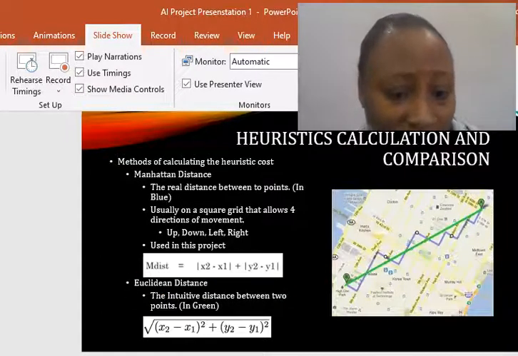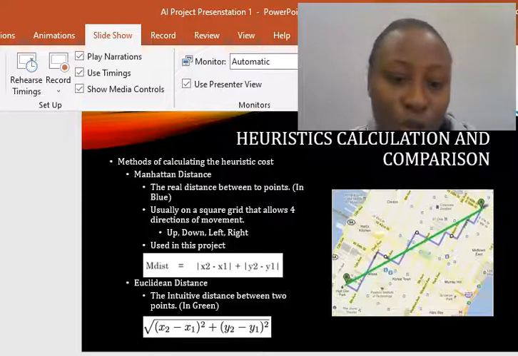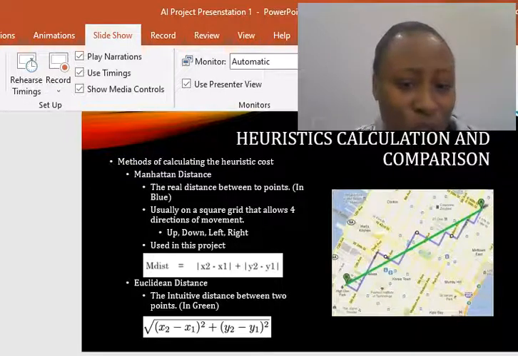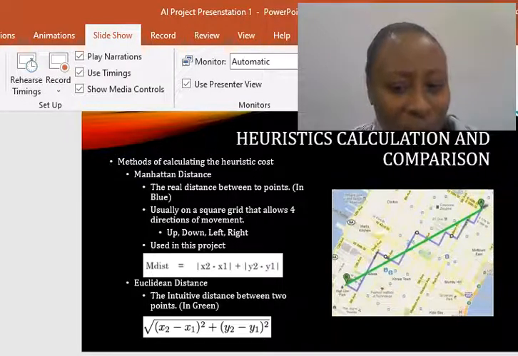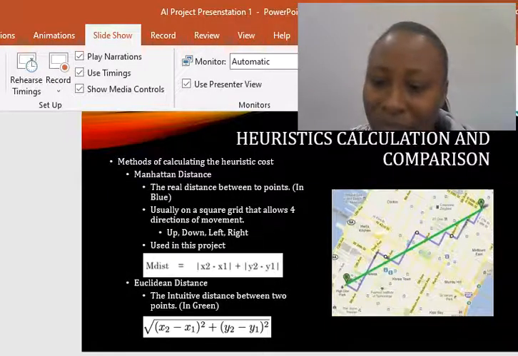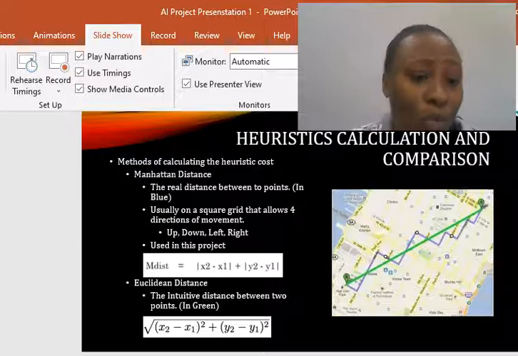Coming back to the idea of heuristics, for this project too, different means of calculating the heuristics were employed. Earlier in this presentation, we defined the heuristic to be the distance between a given node and the goal node. Now, how can we calculate this distance? It can be done in multiple ways.